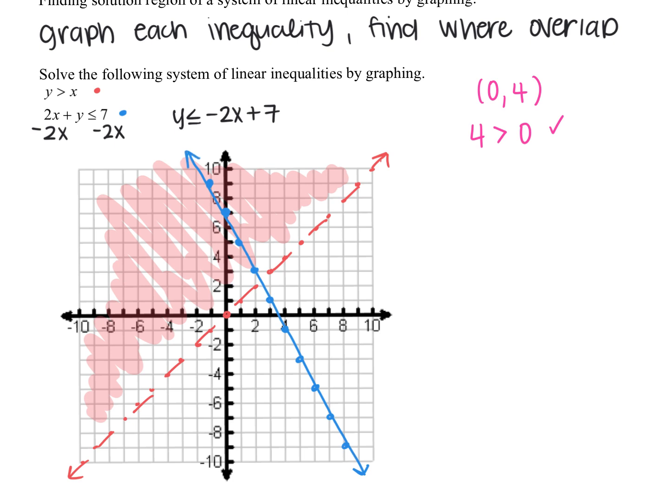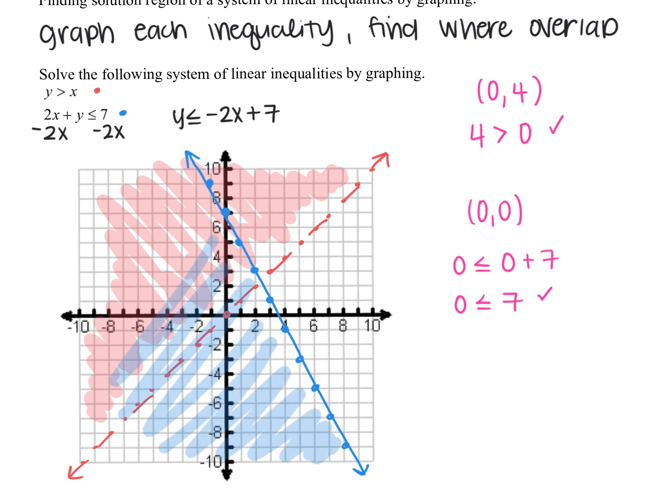This time, I can test the point 0, 0, because 0, 0 is not on my line. So we're going to have 0 less than or equal to 0 plus 7, 0 less than or equal to 7, which is a true statement. So I'm going to shade where the point 0, 0 is, which is everything below.